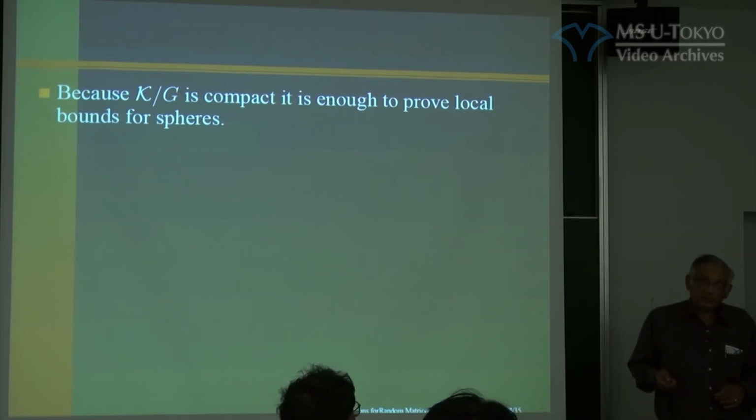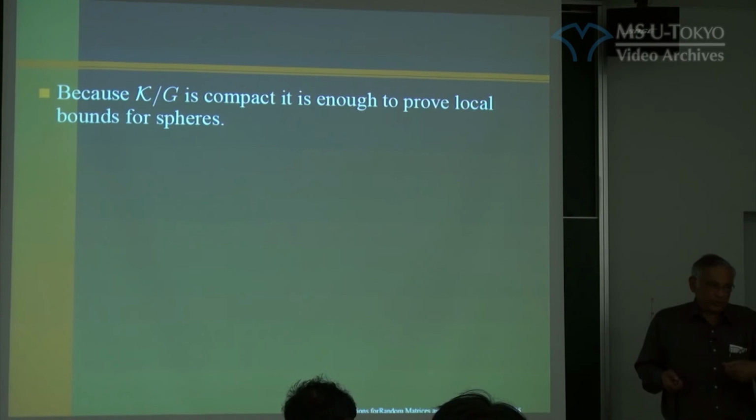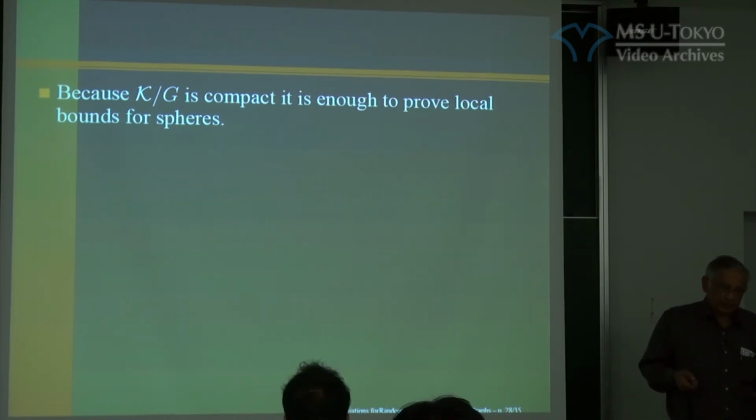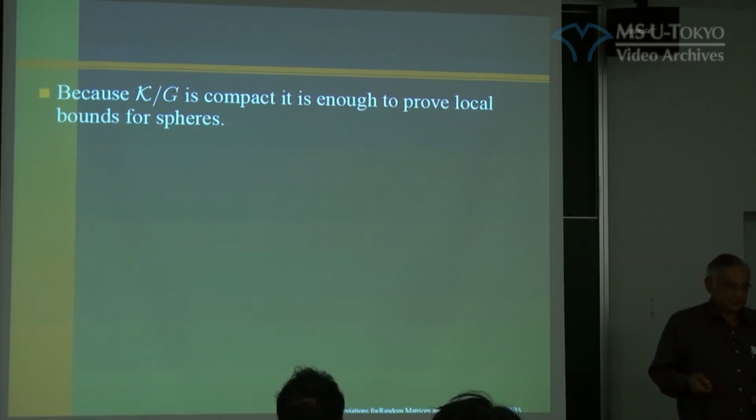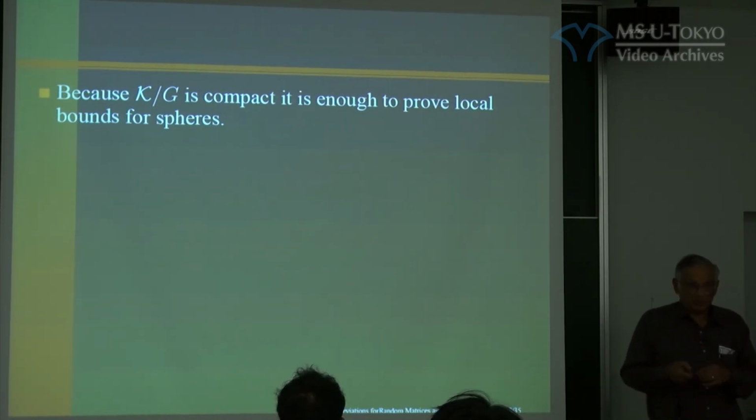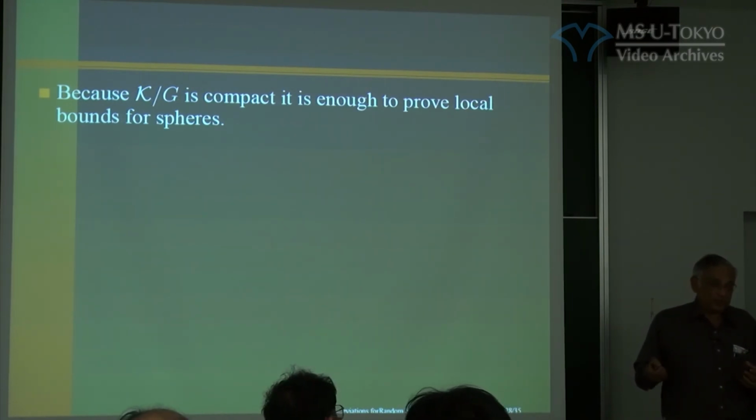So, what do you want to do then? You want to take the small ball and take its union over the orbit, and you want to prove an upper bound for the orbit. There will be a small ball in the quotient space, and then the quotient space is compact and you are done. So, the only question is how do you go from a small ball to the entire orbit? The orbit is very big, the group is very big.